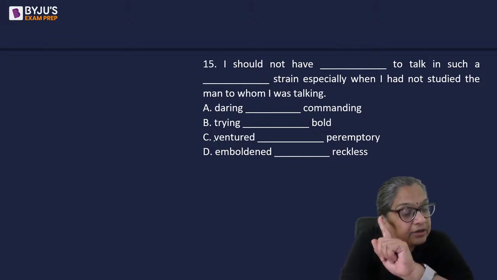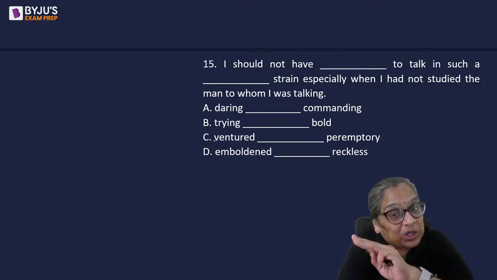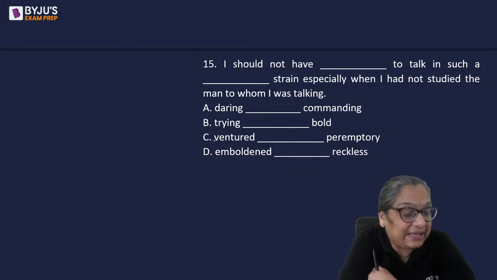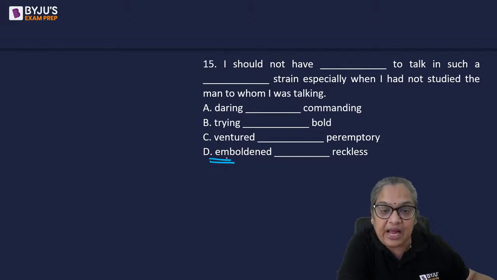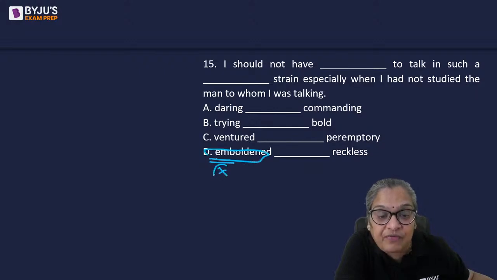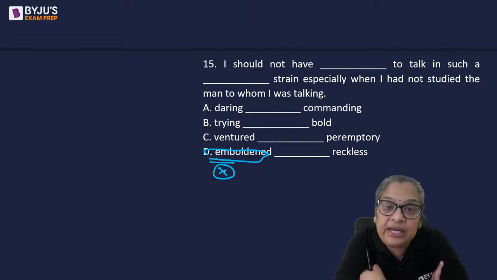Here you have to look at not just the vocabulary part of it, completing the sentence meaningfully, you also have to see that it's grammatically correct. "I should not have emboldened to talk" doesn't make sense. "I should not have been emboldened", or "it emboldened me", made me bold. Emboldened means made me bold. So this does not fit in grammatically. So D is out. "I should not have emboldened to talk" is wrong English.